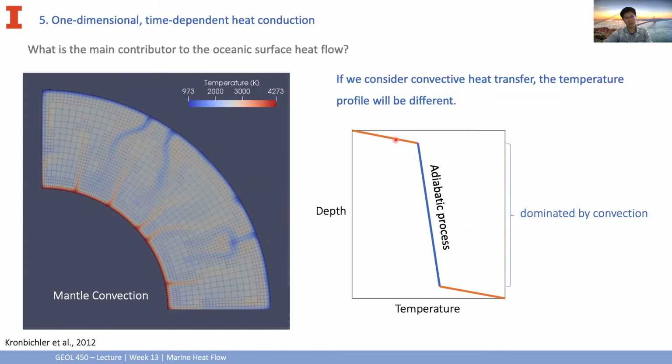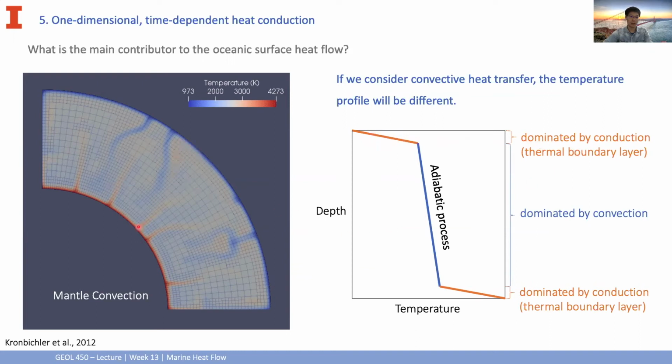We can also see that at the surface and the bottom of the mantle, the temperature changes dramatically. So those layers are dominated by heat conduction, since in those places, the material is mainly moving laterally. We call those layers the thermal boundary layers. In those layers, we only consider the effect of heat conduction, and we can neglect heat convection. So in the following lectures, I will mainly focus on the top layers, the thermal boundary layers, where heat conduction is the dominant effect.